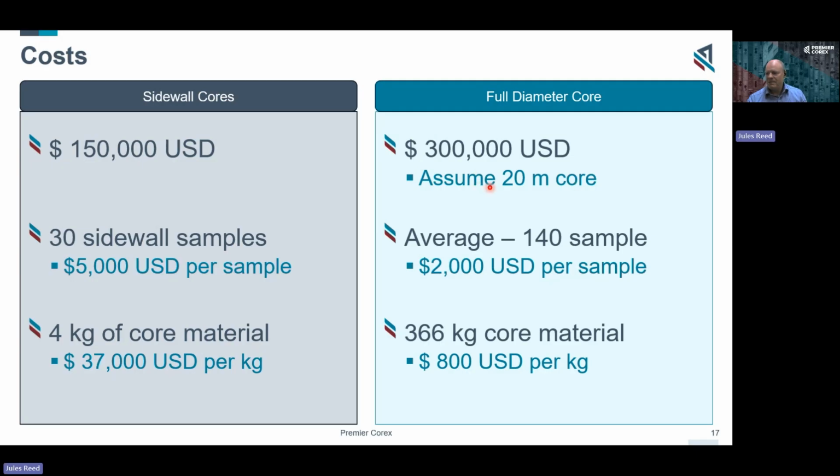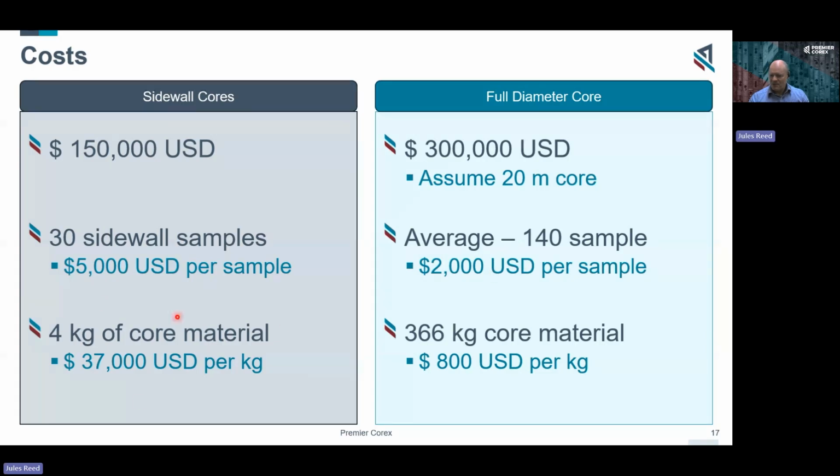Now, in a 20-meter core, you could take as many samples as you like, but on average, taking 4 horizontals per meter, and 1 vertical, it's generally going to be somewhere around about 140 samples. You'll take some for Dean Stark as well. And so that's going to be about $2,000 per sample.